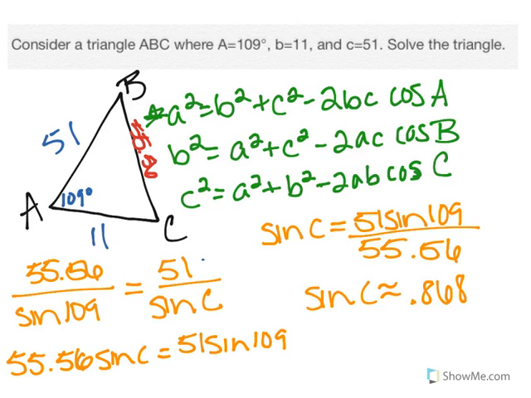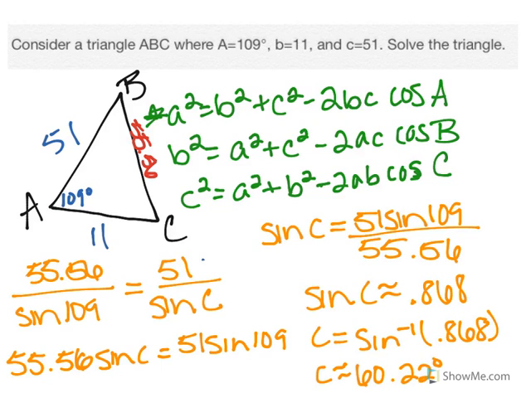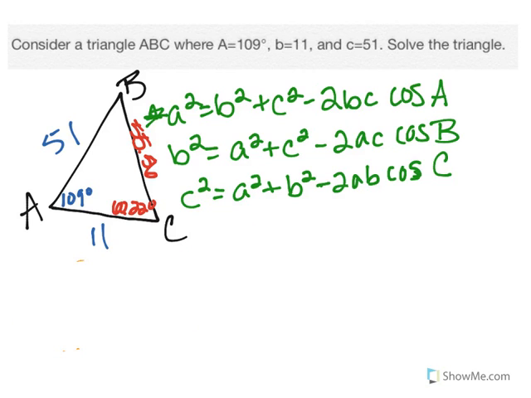And now what you want to do is find the inverse of that. So this becomes C equals sine inverse of 0.868. And that will give you the angle. So if you're looking for how to do that on your calculator, if you just hit the second button and then sine, that'll give you sine inverse. So that tells us that the angle C is approximately equal to 60.22 degrees.